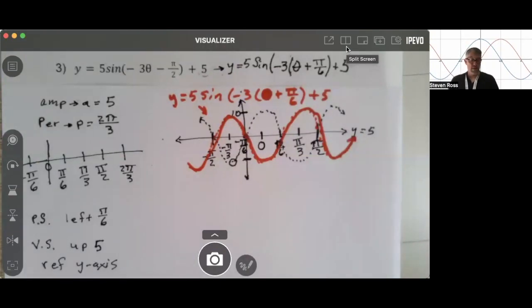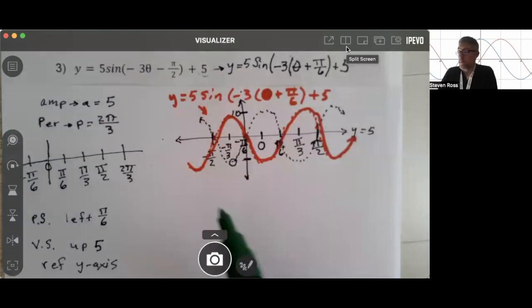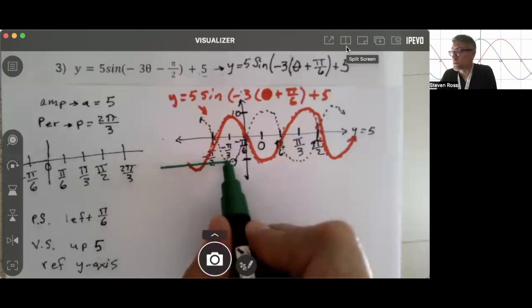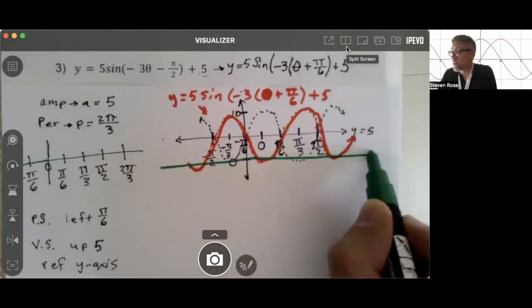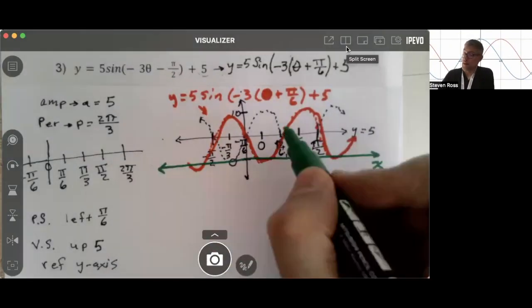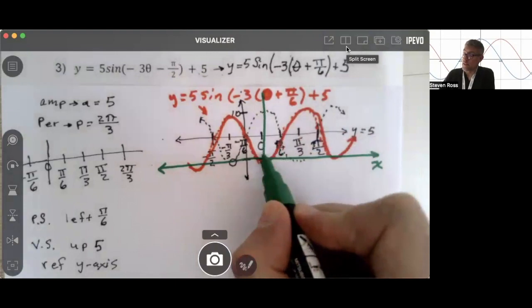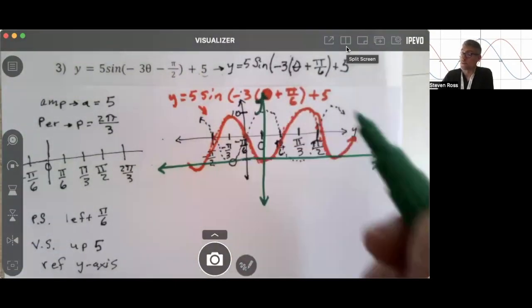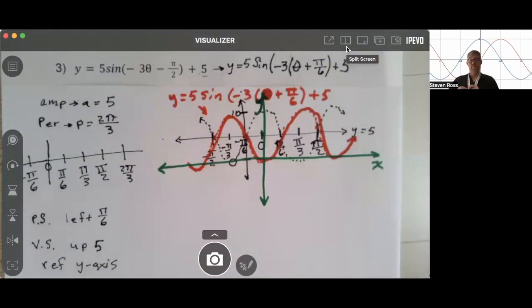And then I'm going to finish off by, in green, putting my x and y axis, like the actual x and y axis. So there's my x-axis. And then my y-axis is right there, supposed to go through that point. And that's the actual y-axis. So it looks like this. And there's my sine function. Okay. So that one is completely finished.